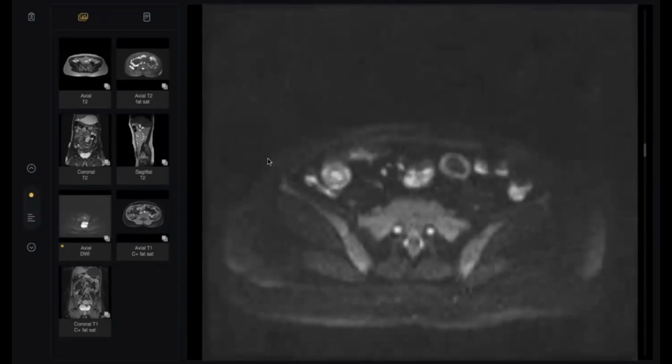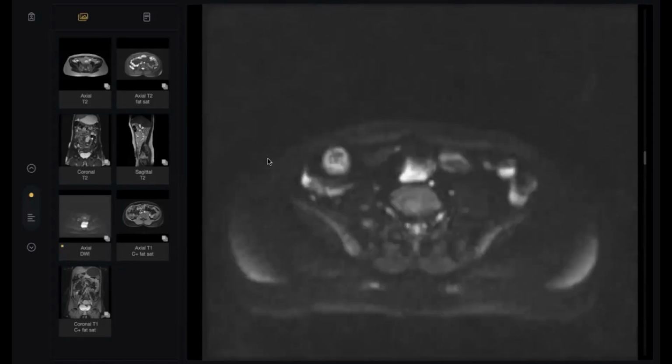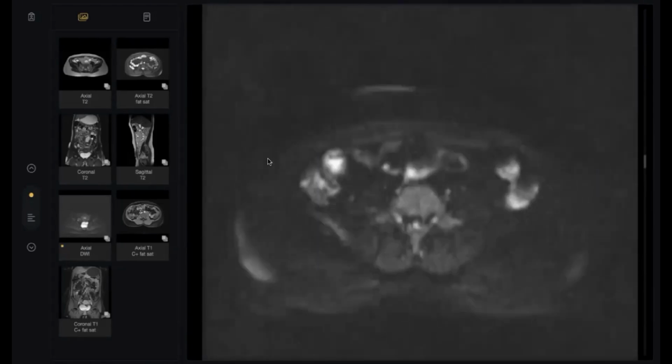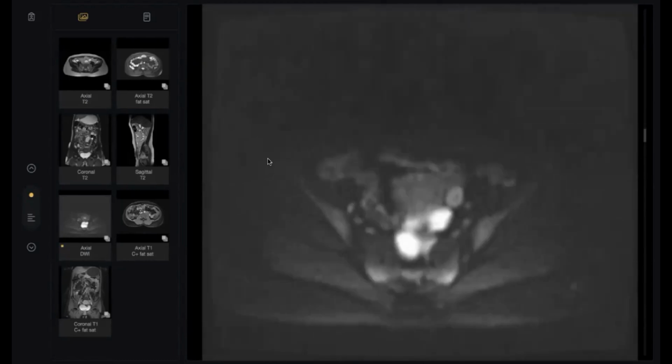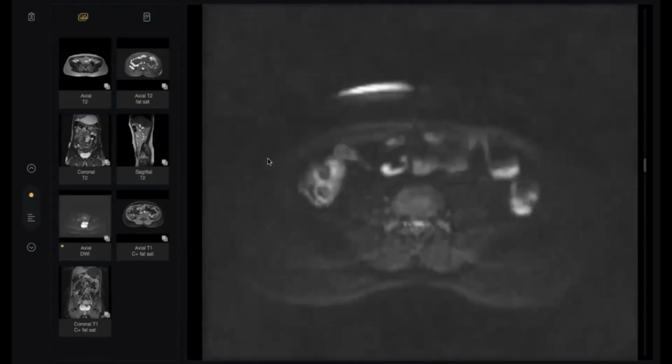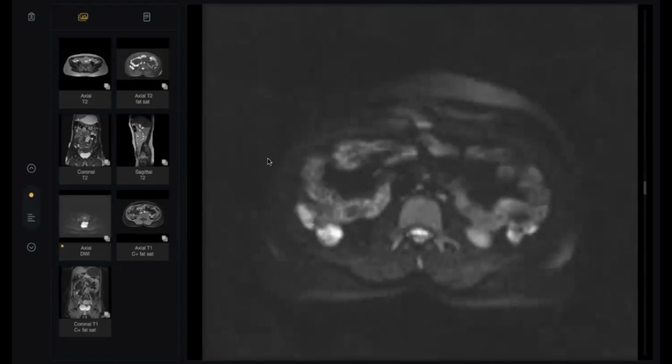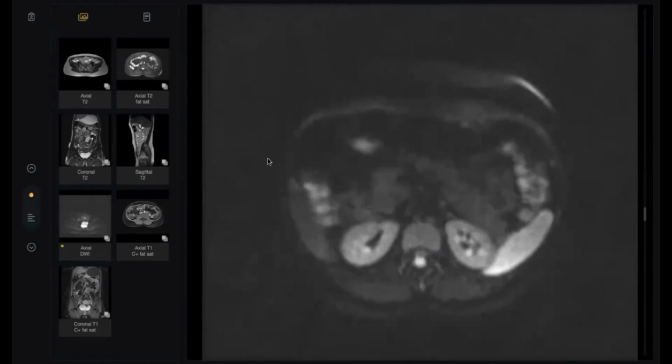There are multiple areas of the small bowel which are showing enhancement along the wall. Doctor, this is not enhancement. This is diffusion. It is showing diffusion restriction. Multiple bowel loops are showing diffusion restriction. There are skip lesions seen in the distal terminal ileal region at the level of the ileocecal junction and in some of the rest of the bowel loops as well.